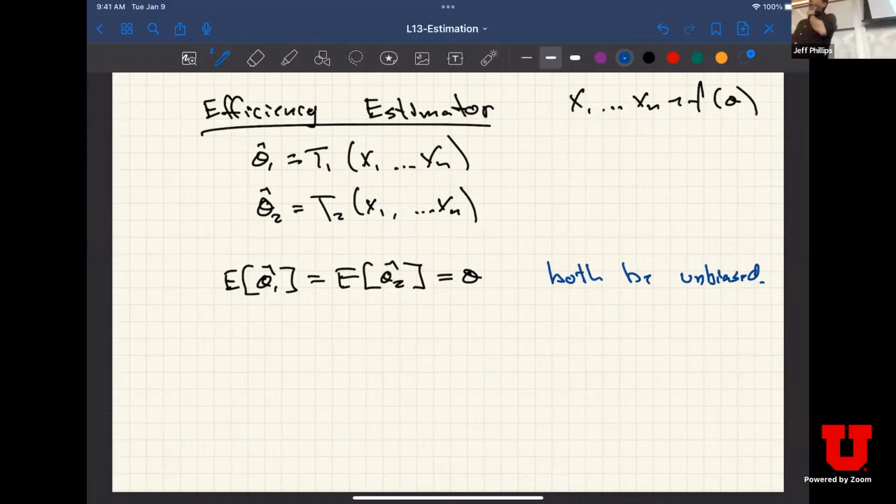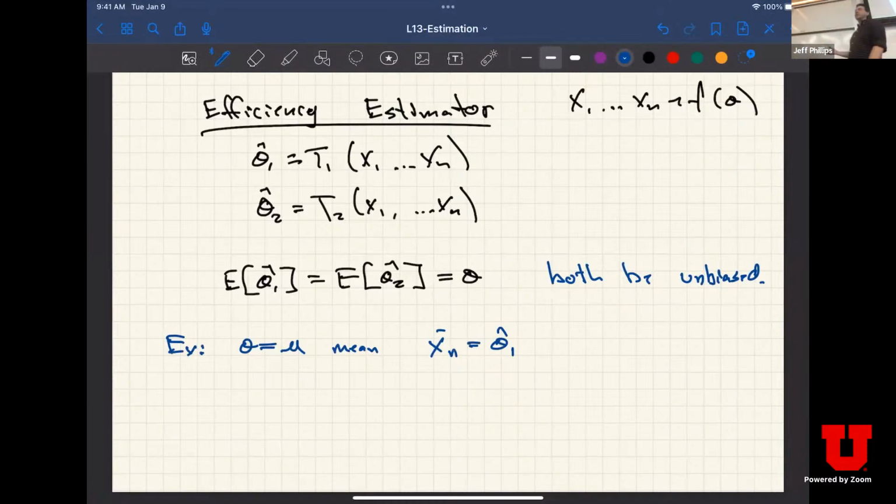Let's go with the example of the mean again. Let's say the example is that I want to estimate theta equal to the mean, and I know that Xn bar, which I can call theta 1 hat, is taking the average of all of our data, and this one's going to be unbiased. There's another much simpler estimator which is also going to be unbiased. What's another simpler estimator that's also unbiased? We want something with the expected value equal to mu.